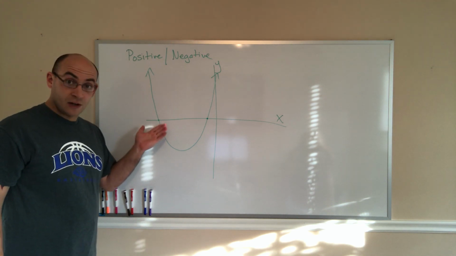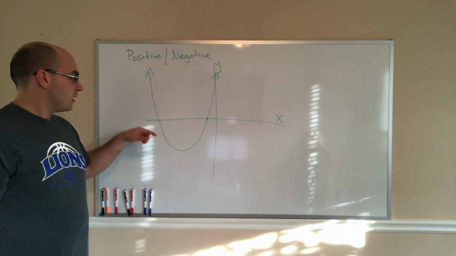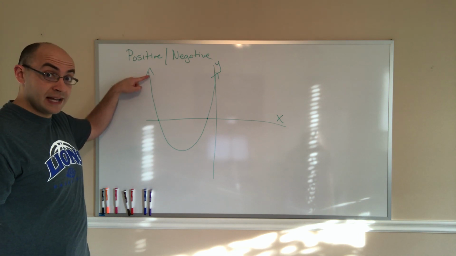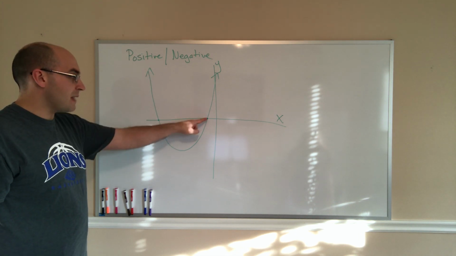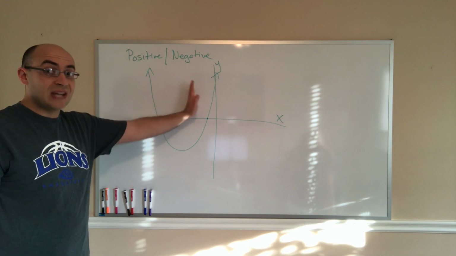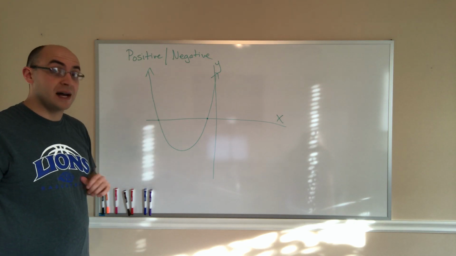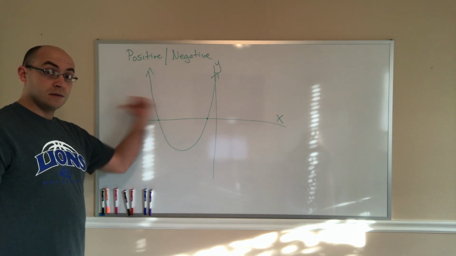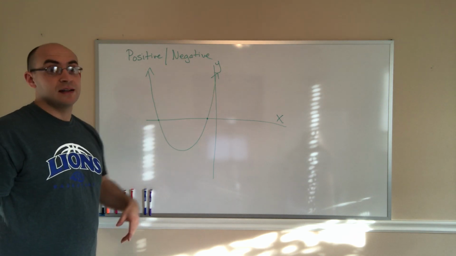So here on this function, hopefully you can see that without the glare, from this point up is where it's above the x-axis, and from that point up. So there are two separate sections where this function is positive. Now clearly it's going to be positive forever and positive forever, or negative infinity to positive infinity there.